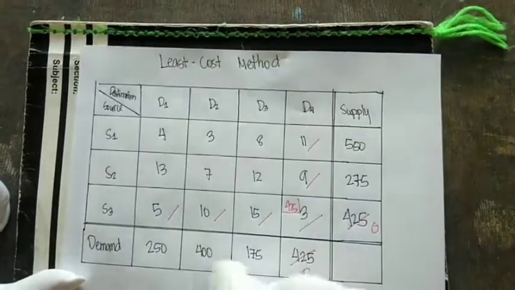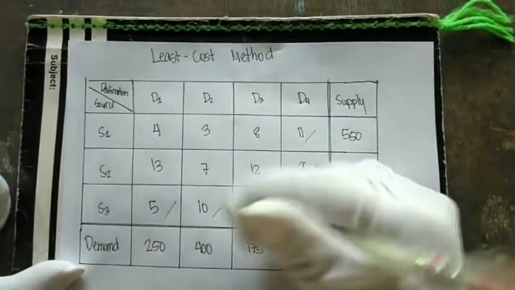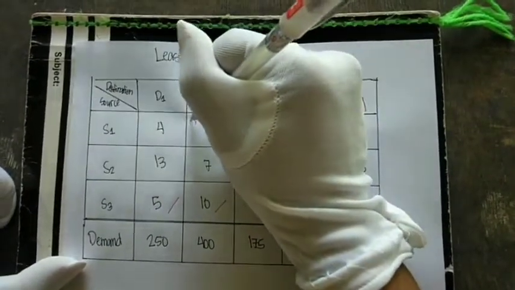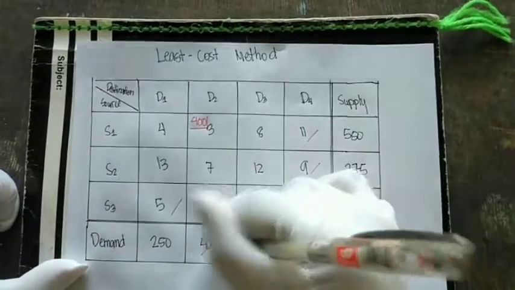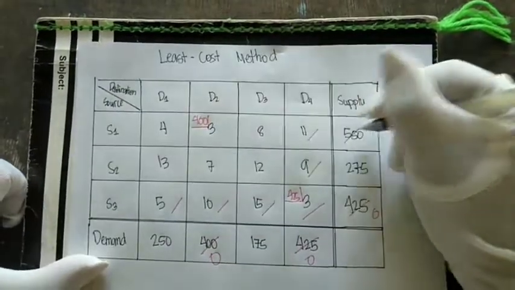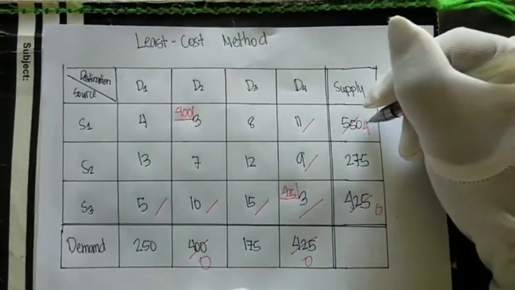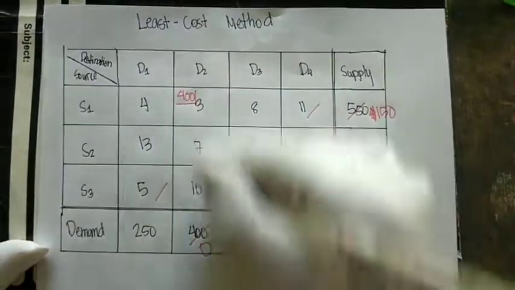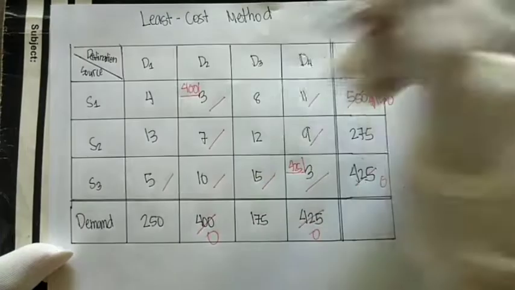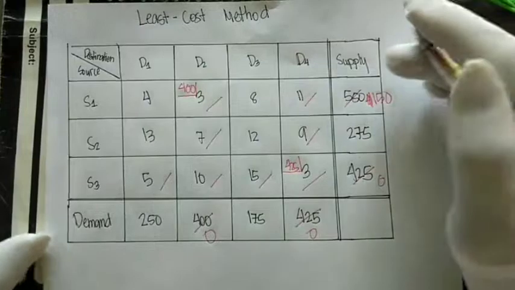As you can see, the demand is 400 and the supply is 550. So we will copy the demand, which is 400. Cancel this 400 and subtract 400 from 550, so it will remain 150. So this column will be cancelled. Next, we will move to the next lesser value, the number 4.